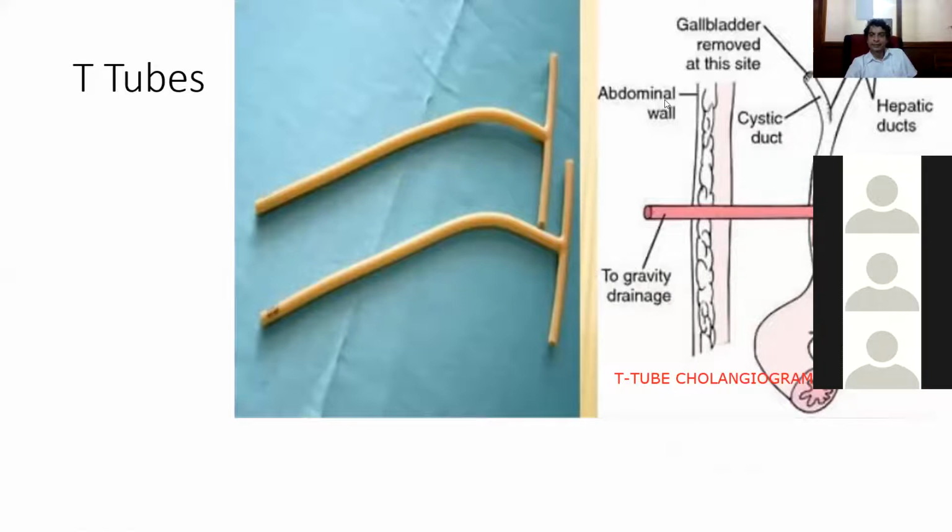And if you don't see any stones or anything on the T-tube cholangiogram, then you can just pull the tube out. For a few days there will be bile coming from here like a fistula, and then it will also settle and dry up nicely.